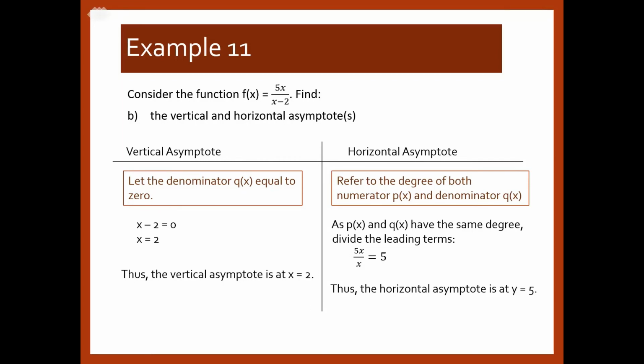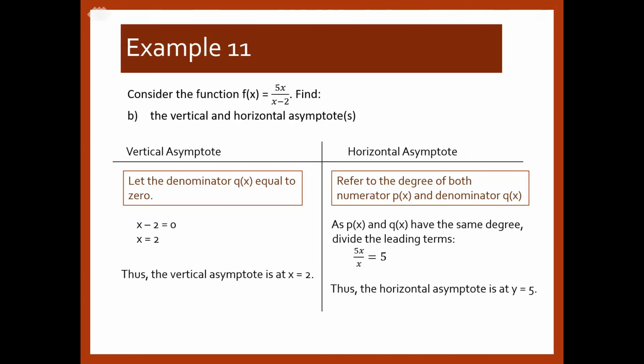To find the vertical asymptote, let the denominator q(x) equal to 0 by letting x minus 2 equal to 0 and simplify, x is equal to 2. Therefore, the vertical asymptote is at x equal to 2.